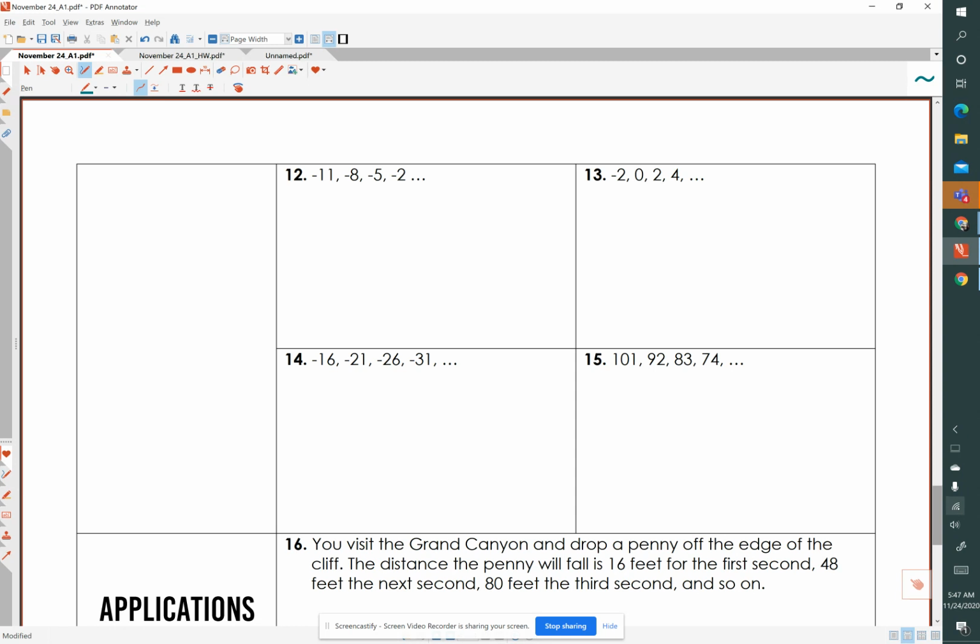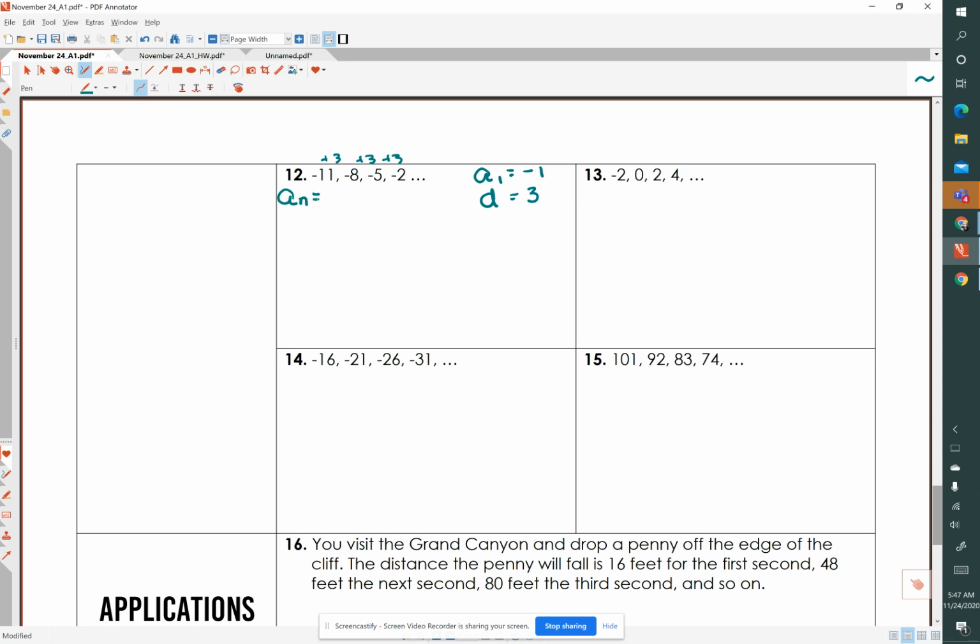Okay, so number 12, we have to find our first term and our common difference. Our first term is negative 11. Our common difference, it looks like we are adding 3 between each one of these. So our common difference is 3. So let's create our rule.